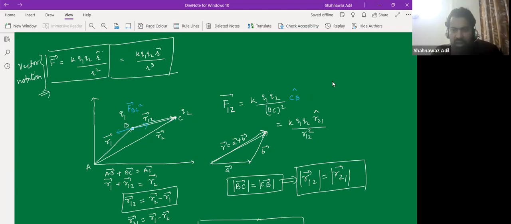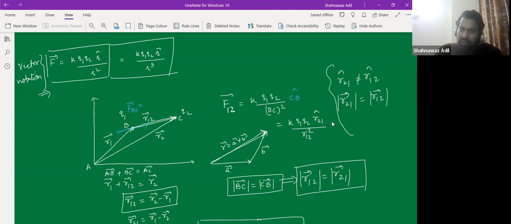Yeah, so I was saying that this R12 magnitude is the same if we go from here to here. So if we go from B to C or if we go from C to B, then the distance traveled is the same, but the directions would be different, right? So if I write direction, R2 hat, this direction would not be equal to this direction, but this magnitude part would be equal to this part. So that is what I was saying, right?